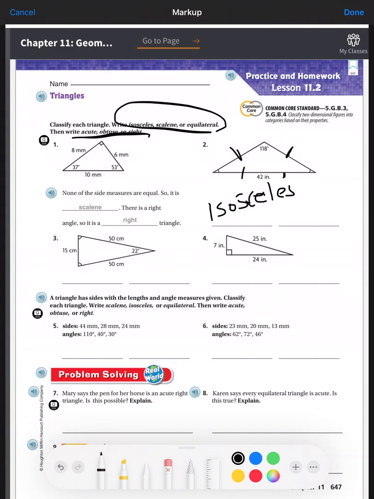That's fantastic. But now we need to classify it by the angles too. 118. That's more than 90 degrees. That guy's a what? Correct, Max. It is obtuse.